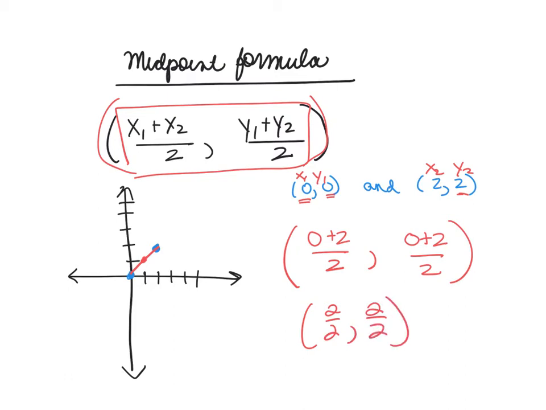And then when you clean that up, your midpoint is 1, 1. And usually red is like midpoint, like that. MP. Not M, because M is slope, right? Okay, let's try another example.